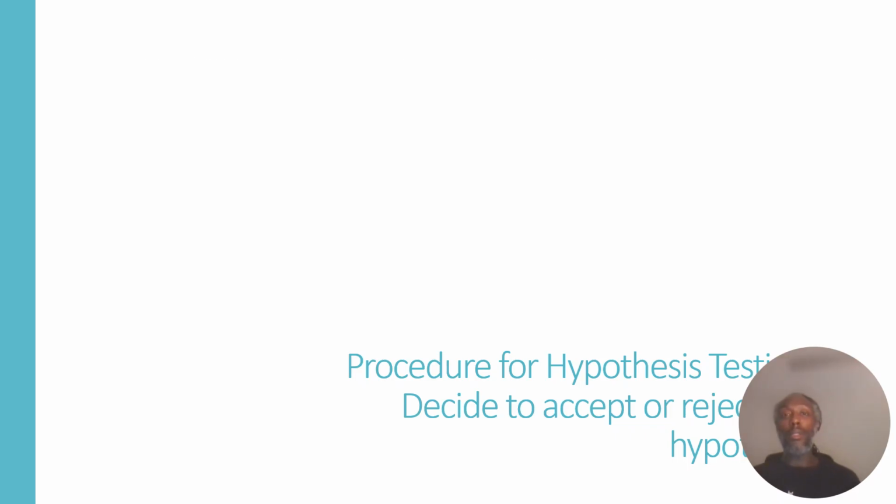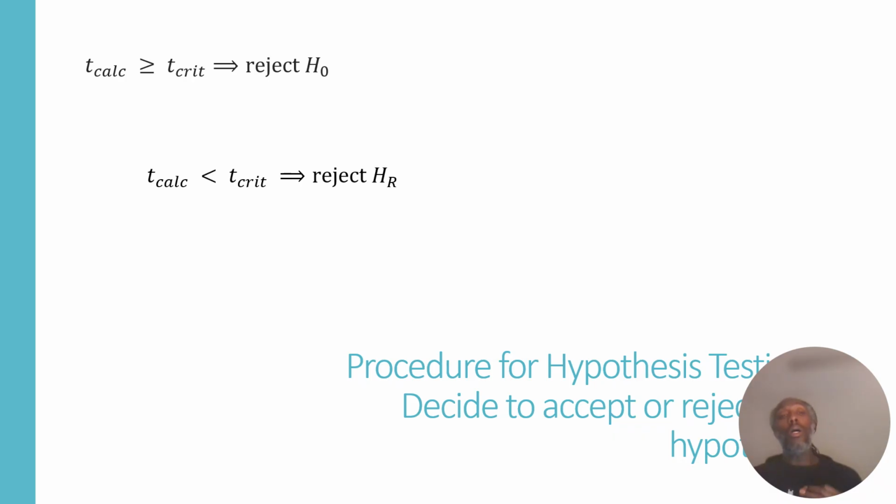We can summarize this in a mathematical way, at least when we think about critical values. In the case of the t-test, if our calculated statistic is greater than or equal to our critical value for t, we would reject our null hypothesis. If, on the other hand, the calculated statistic is less than the critical value, we would reject our research hypothesis.